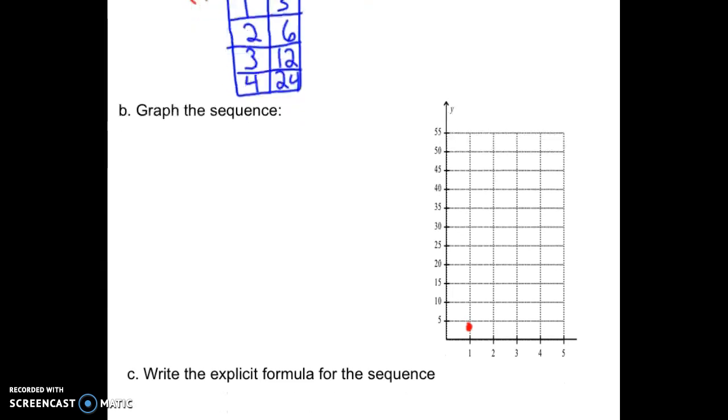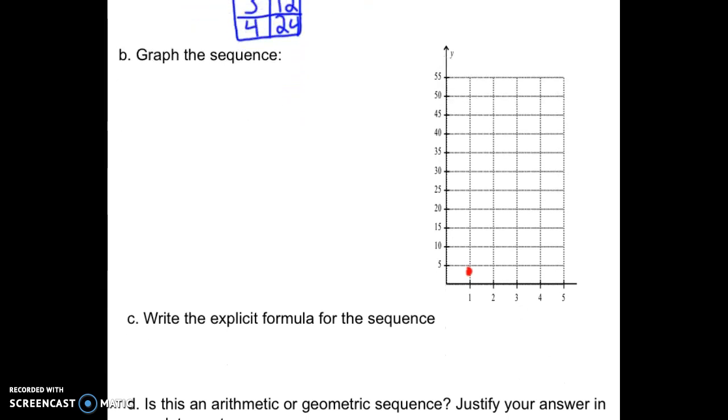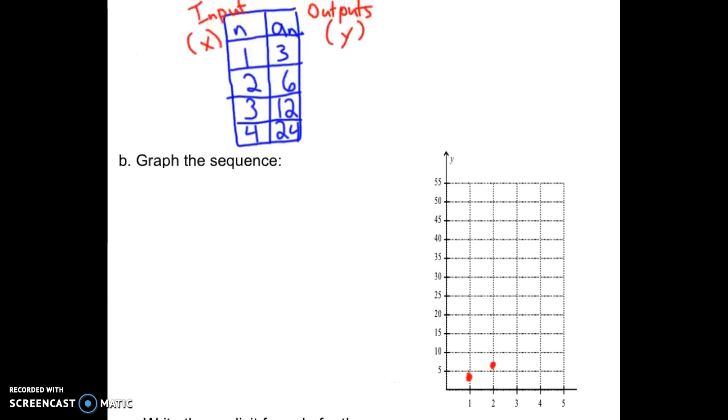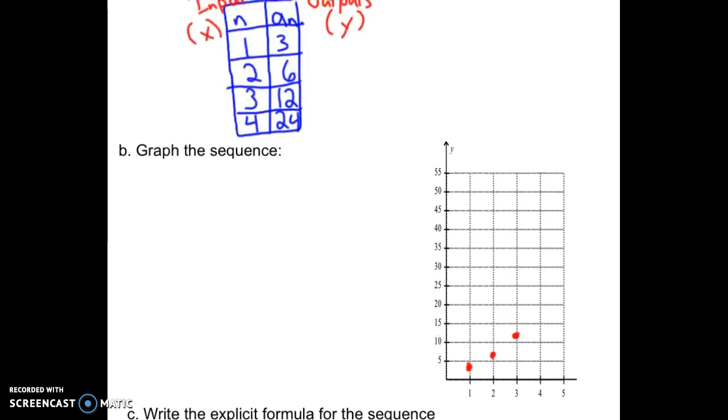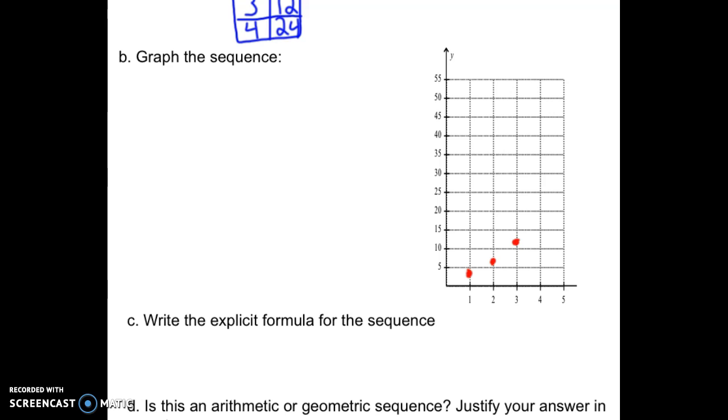Next 2 points are 2, 6. Over to 2 up to 6, which is a little above my hash mark of 5, so right there. Next one after that is 3, 12. Over to 3 up to 12, right about there. And then 4, 24, over to 4 up to 24.